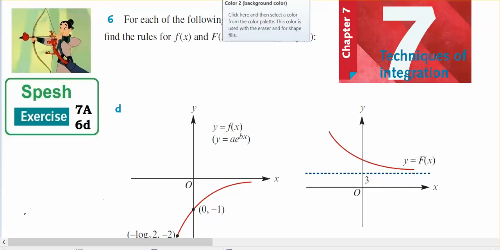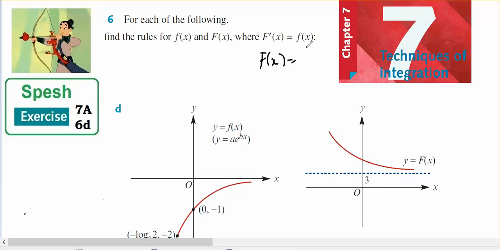This is for Year 12 Specialists. It comes out of 7A, question 6D. Find the rules for small f of x and large f of x, where the derivative of large f of x equals small f of x, therefore large f of x will be the integral of small f of x dx, since small f is the derivative of large F.